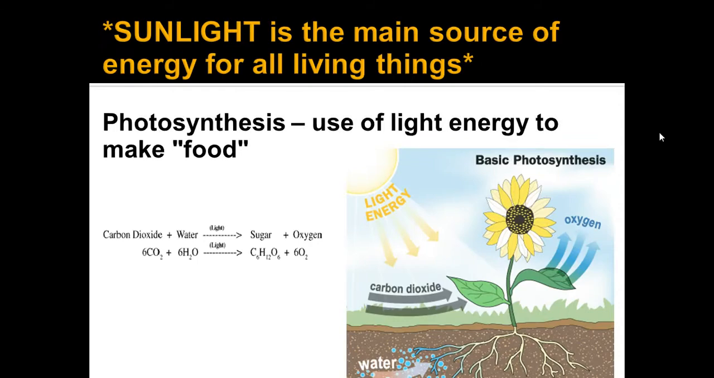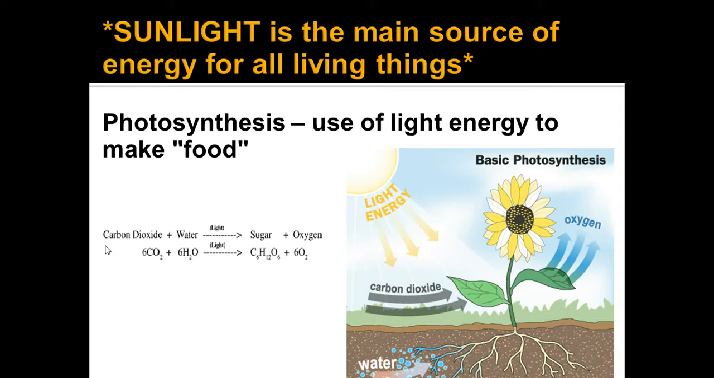Sunlight is the main source of energy for all living things. The plants, and I use that term to mean a whole variety of things, not just plants, but also things like algae. They use a process called photosynthesis to turn light energy into chemical energy or food. You can see here, this is the chemical formula for the process of photosynthesis. They take carbon dioxide and water along with light, and they turn it into sugar and oxygen.